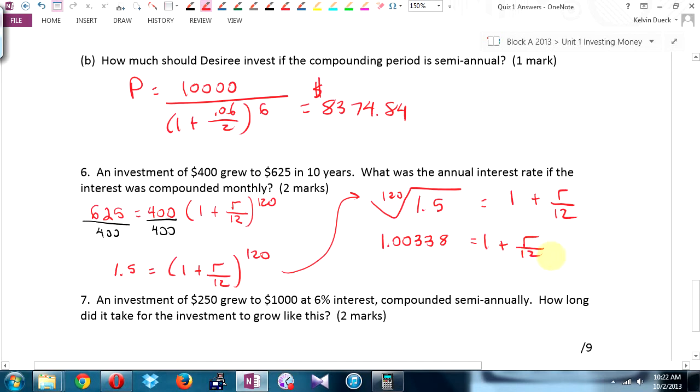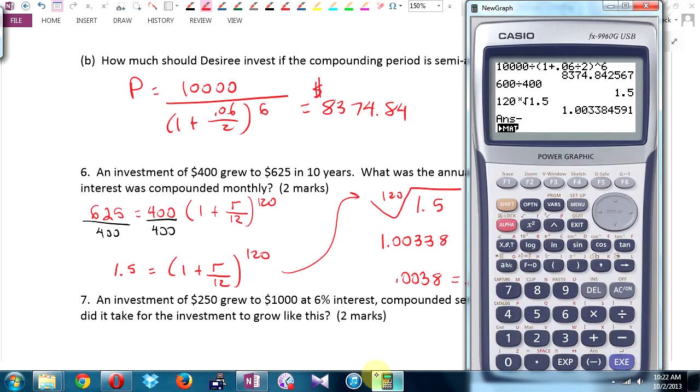How could I get the r over 12 by itself? Subtract 1 from both sides. That's going to give me 0.0038 equals r over 12. So you're saying I could subtract 1?